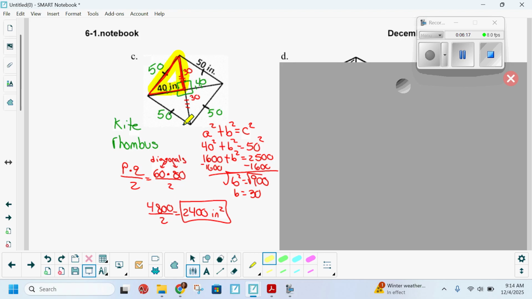Now in this situation I didn't do this, but I also could have done 4 times the area of the triangles. So this would be my base and this would be my height. And notice they all have the same base and the same height. So I could have done 4 times base of 40 times height of 30 divided by 2.